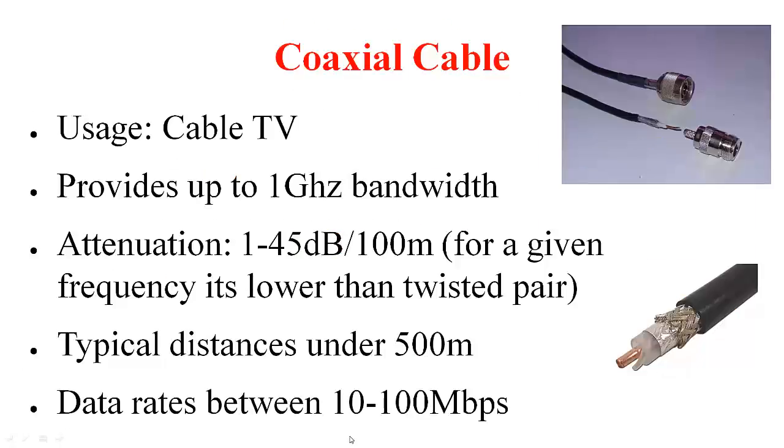So next is coaxial cable. It's typically used in cable TV. It can provide up to 1 gigahertz bandwidth. And these also suffer attenuation ranging from 1 to 45 decibels per 100 meters. But for any given frequency, coaxial cable suffers less attenuation than twisted pair. These are used up to 500 meters and they provide data rates between 10 to 100 Mbps.